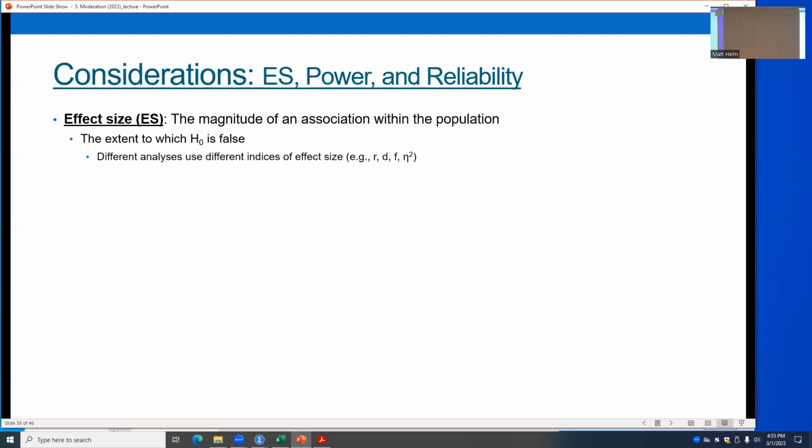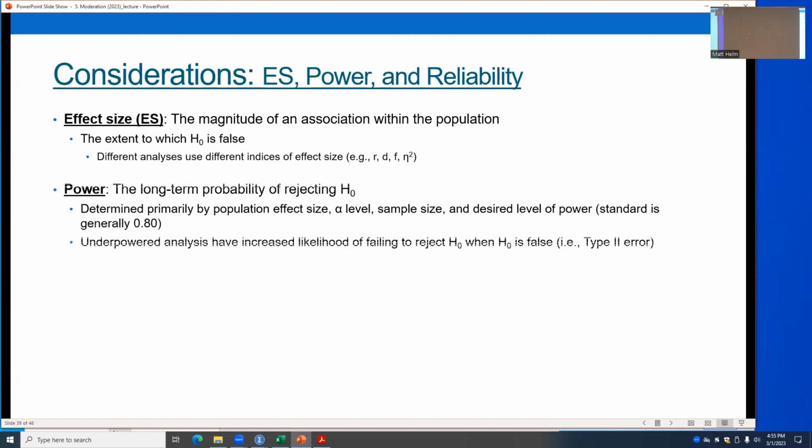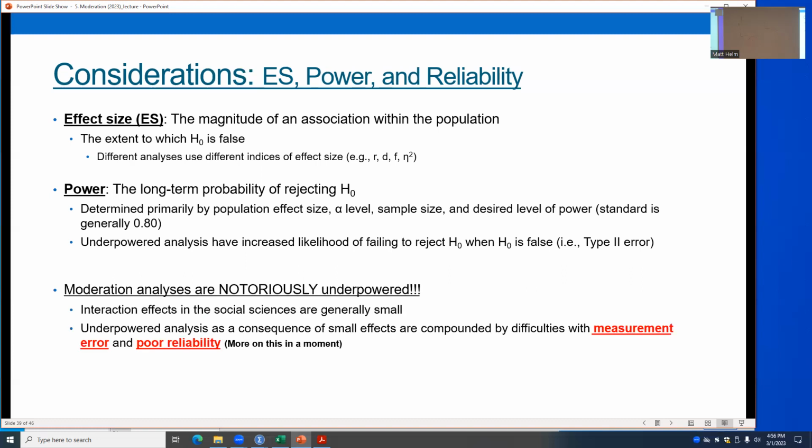A really big effect size, like, oh yeah, that null hypothesis is really not accurate. Okay. Think about power. Power being the long-term probability of rejecting the null hypothesis. If we were to do this again and again, how often, with a sample of this size and effects of this size, would we expect to identify an effect using the standards that we do? Okay. Again, underpowered analyses increase the likelihood of failing to reject the null when the null hypothesis is false. This is the big problem we have in psychological science, right?